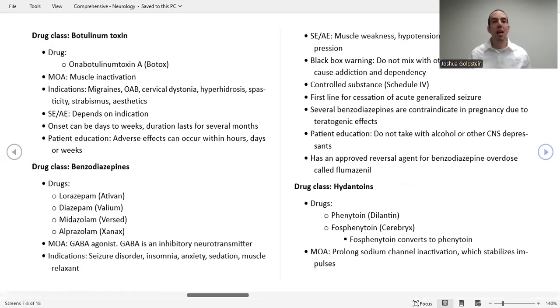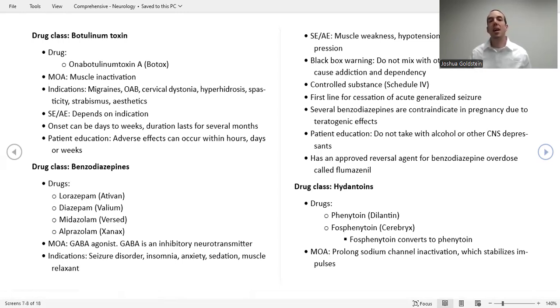Moving on, we have Botox, botulinum toxin. And this is used to inactivate muscles. We directly inject it into the muscle we're trying to inactivate, in the case of cervical dystonia, stiff neck, things like that, overactive bladder. It also has a purpose for migraines, for hyperhidrosis, which is excessive sweating, and for spasticity, that's muscle spasm. So we do have a bunch of different uses, and this list isn't even complete with all the different uses that we have for Botox.